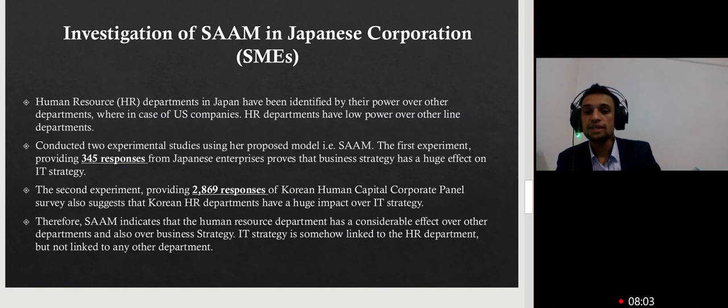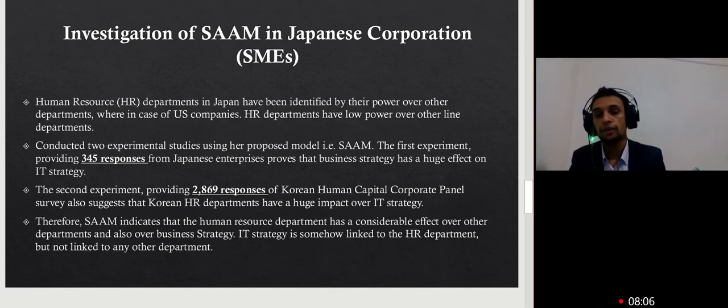Furthermore, I want to talk about the investigation of SAM in Japanese corporations. The marking criteria asked for at least one investigation done in this field, so I chose one of the Japanese corporations, SMEs. From there we can see the human resources department in Japan has been identified as having power over the line department, whereas in US companies the HR department has low power over the line department. So we can see the comparison and clearly understand the view.